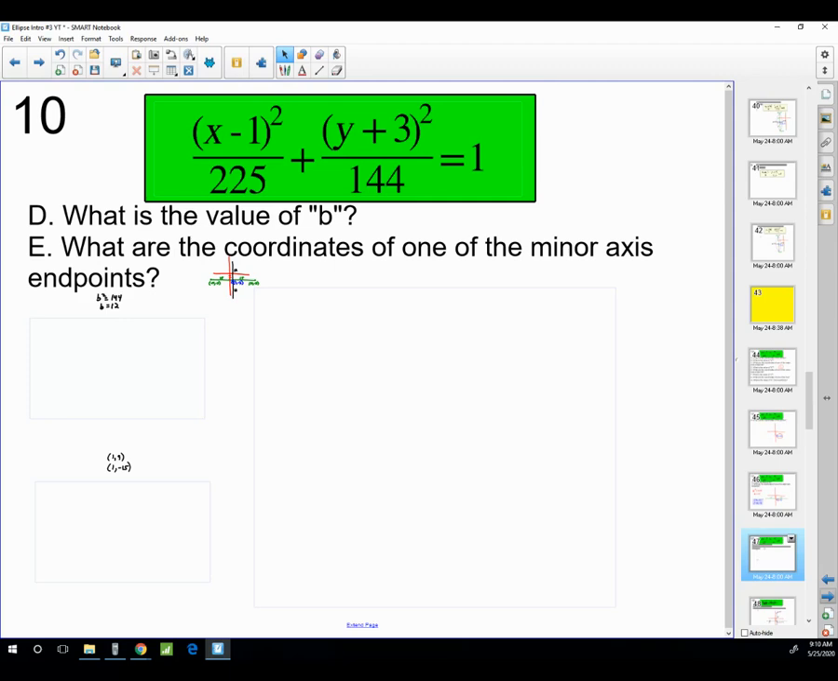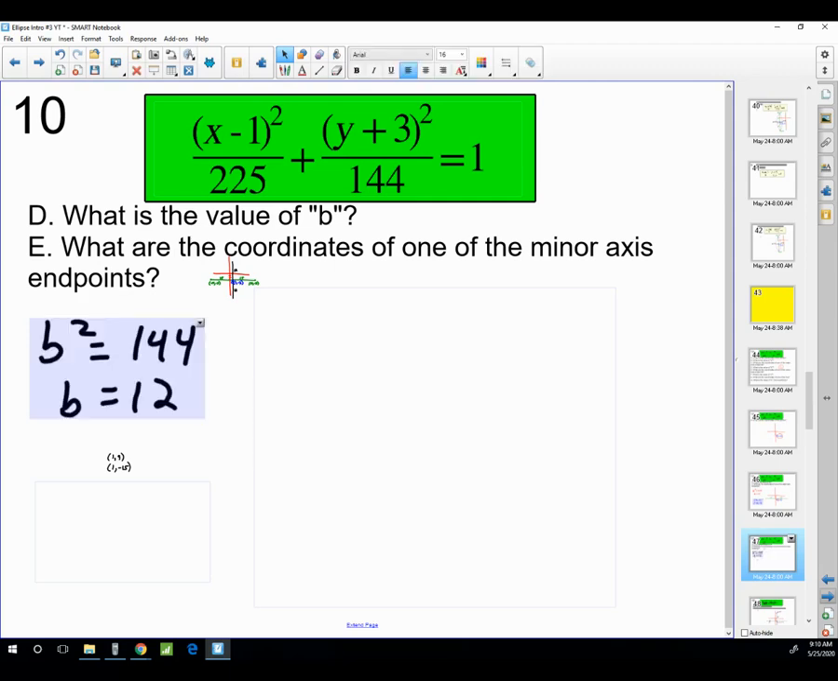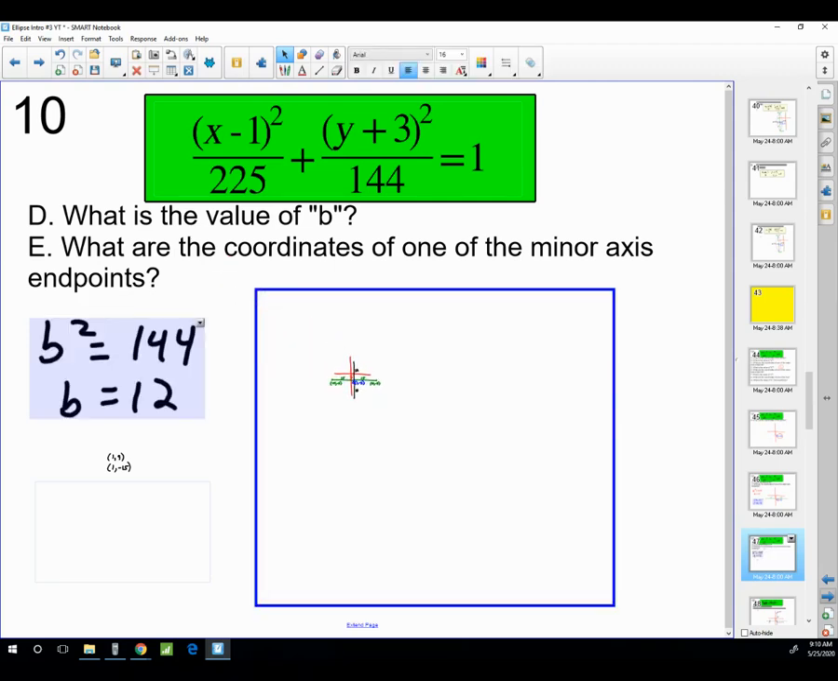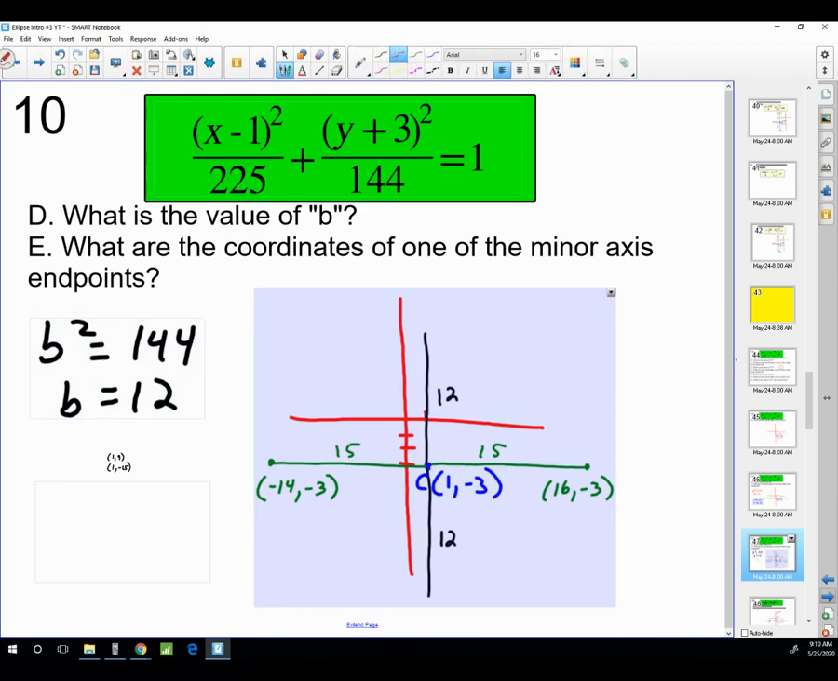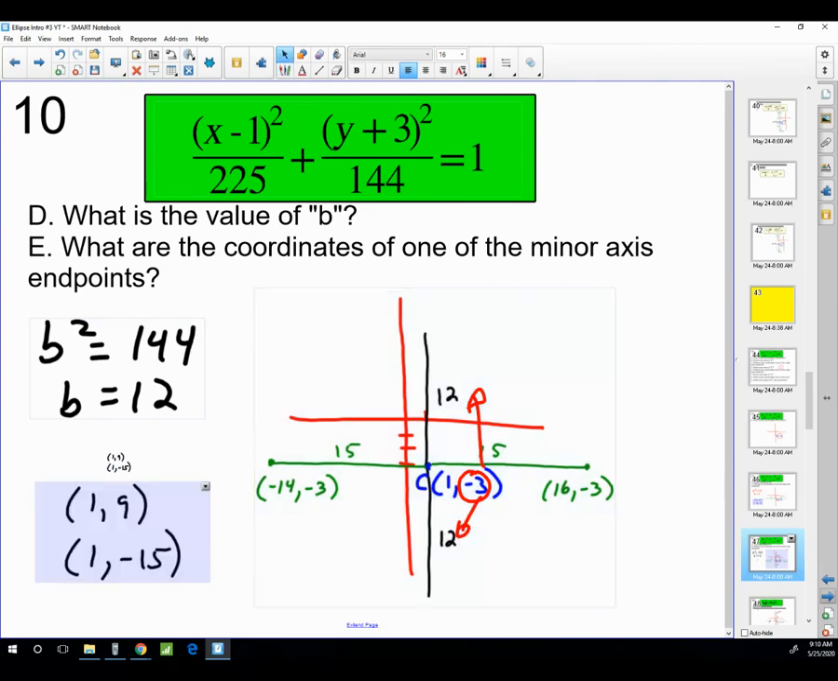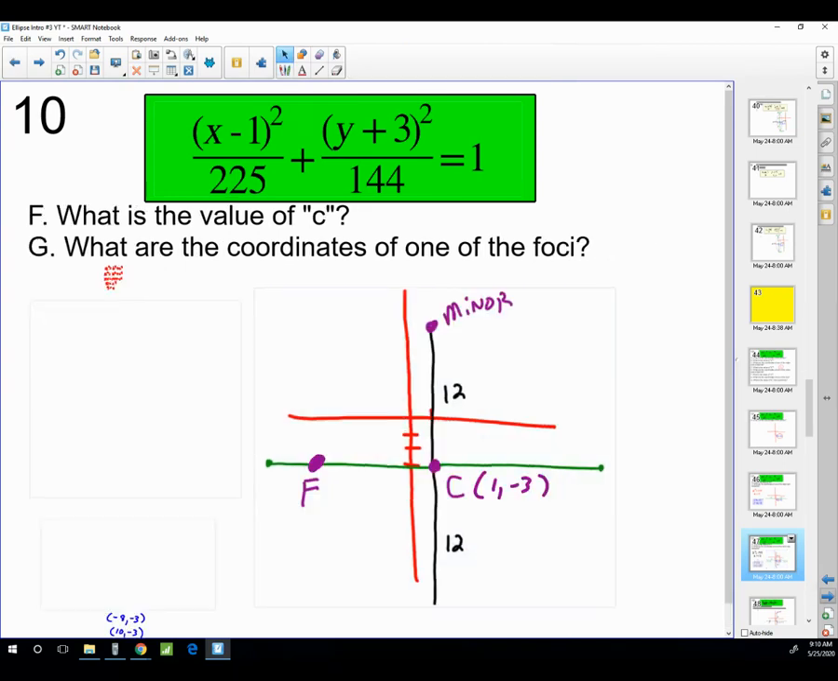If b squared is 144, then b is 12, and then that means we're going to go up and down 12 from the center. You would add 12 to -3. You know you can do that. That's 9, and subtract 12 from -3. That would be -15. That gives us those coordinates. I will ask for this stuff.